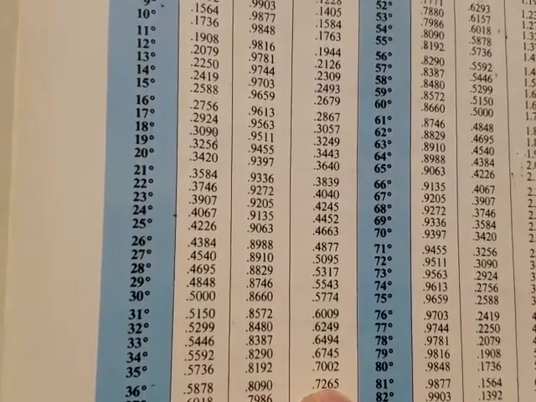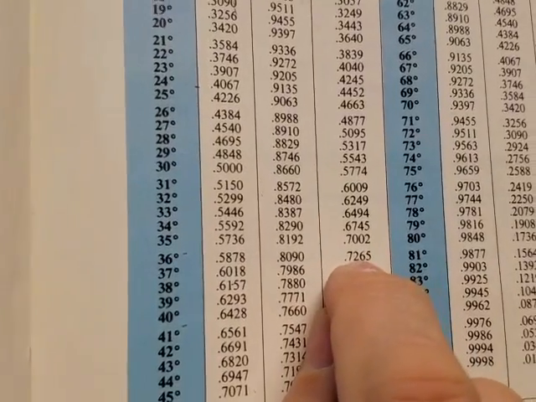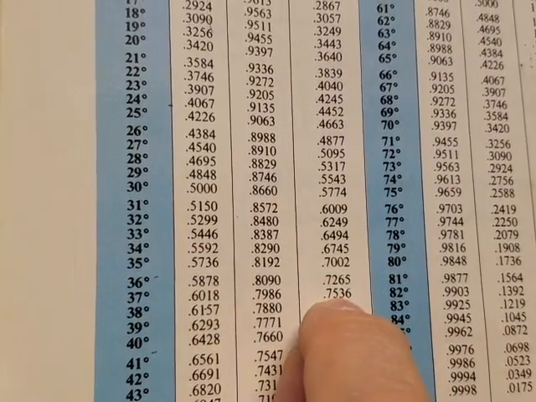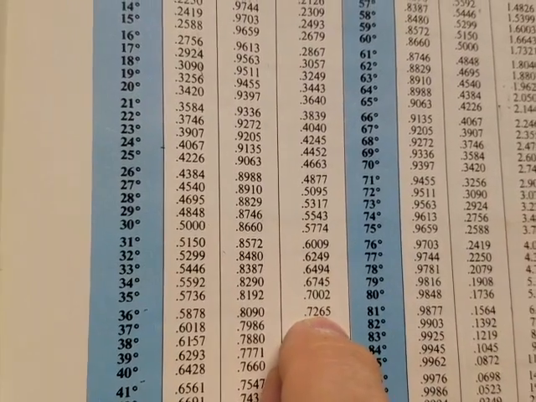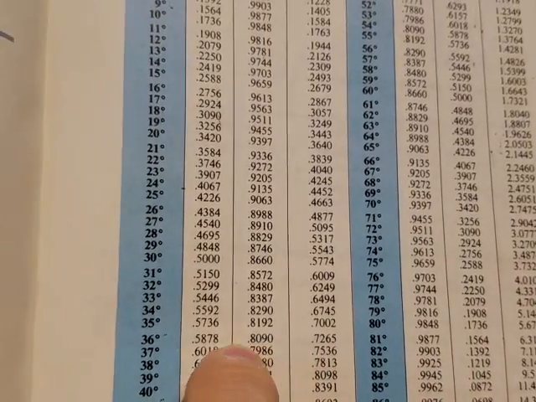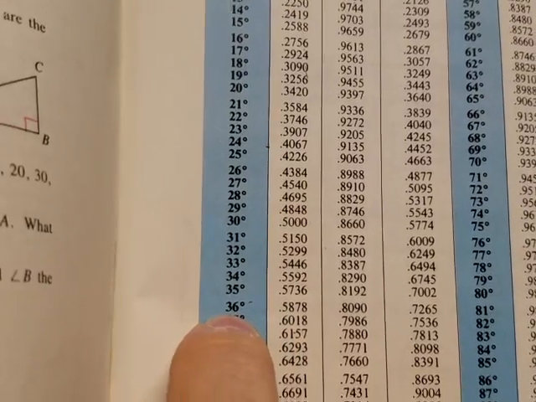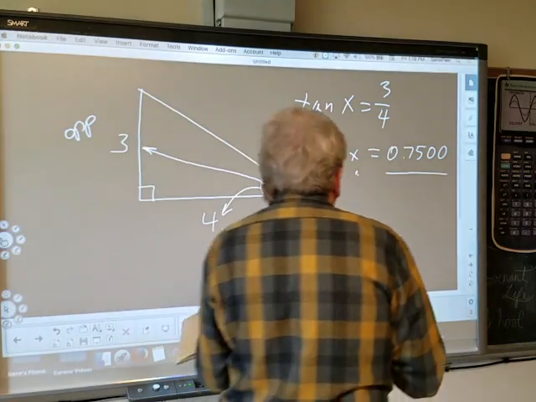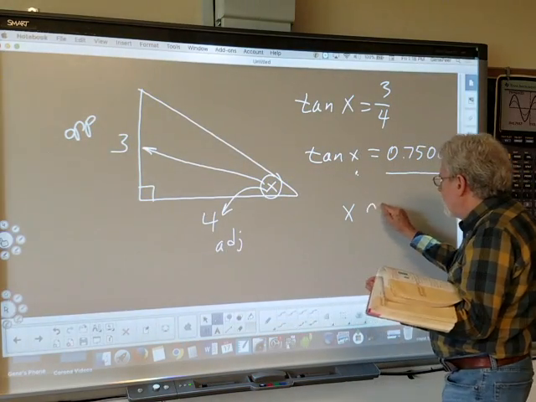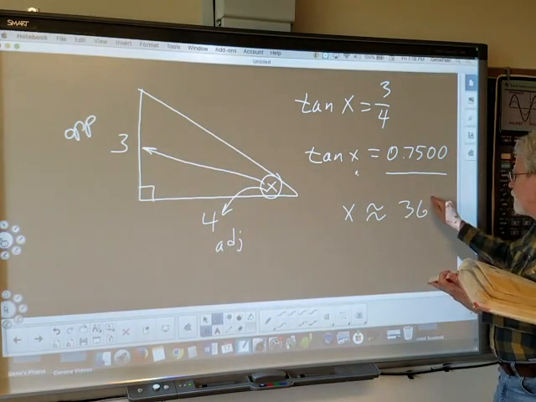We just picked the one that's closest. Oh, you lost my finger there, sorry. This one is very close. This one is closer by a tiny bit. So I read over here and see what was the angle, and I see 36 degrees. So my answer to this would be that x is approximately 36 degrees.